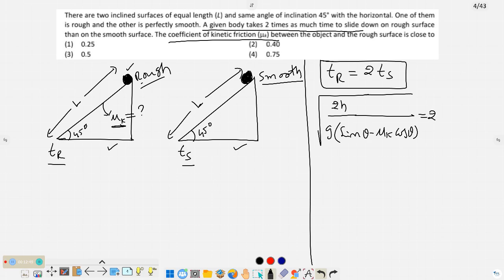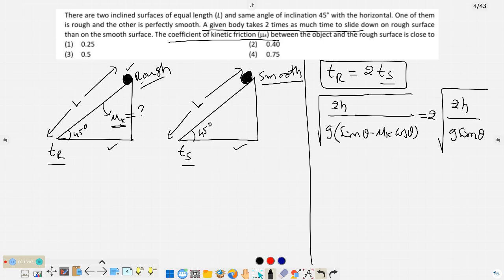What is given is that this is 2 times the time taken on the smooth surface. What is the formula for the smooth surface? Again, it is the time to slide down. In this case there is no friction, so the time is under root of 2h by a, where a is nothing but g sine theta only. Only the gravity component is effective here.